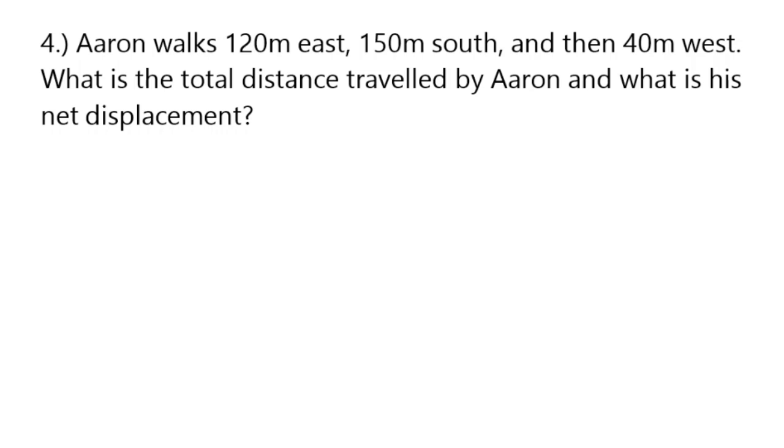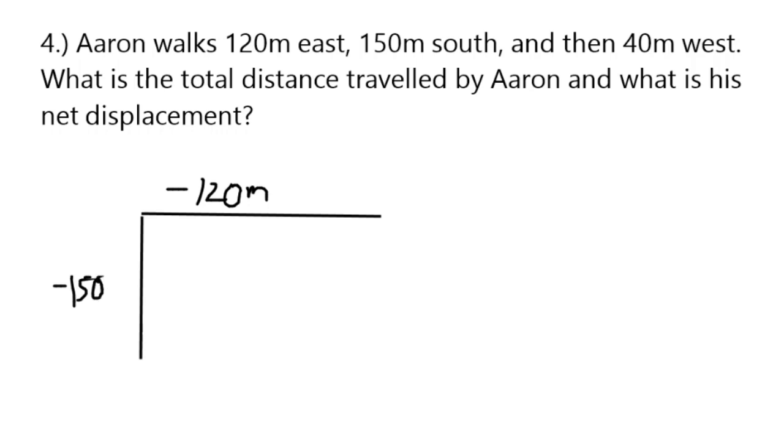So now let's move on to displacement. Aaron walks 120 meters east, which means he is going in the negative x direction. And then he goes 100 meters south, which means he is going in the negative y direction. And then 40 meters west. Where is west? On the right. So again, as you can see, we cannot use the Pythagorean theorem directly, which means we're just going to add the x values, the top and bottom. So this is the same as negative 120 plus 40 meters.